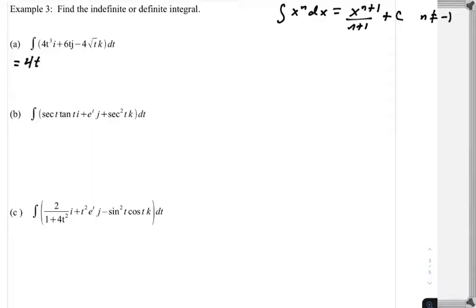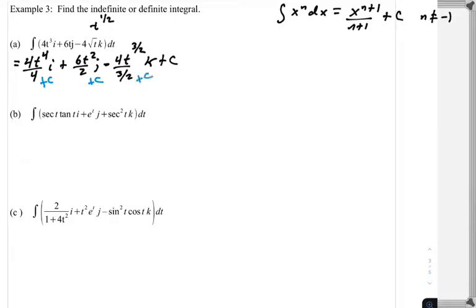So we're going to add 1 to the exponent, so it becomes an exponent of 4 over 4, and that's your i. Add 1 to the exponent, so t squared over 2, and that's your j. And then the square root of t is t to the 1/2. So we're going to have minus 4, add 1 to the exponent, 3/2, divide by that exponent of 3/2. Okay, and that's your k. And then your constant of integration is going to have an i, j, and a k component. So you would technically have a plus c for each one, because how we defined it, we split it up. But when we're talking about plus c, c is actually going to be a vector with an i, j, and k component.